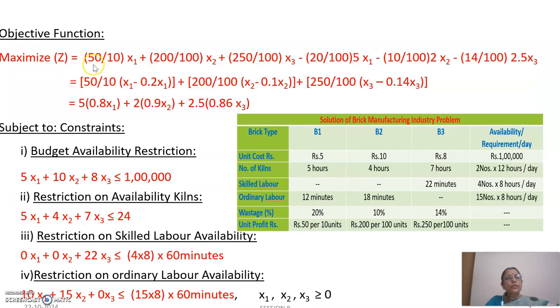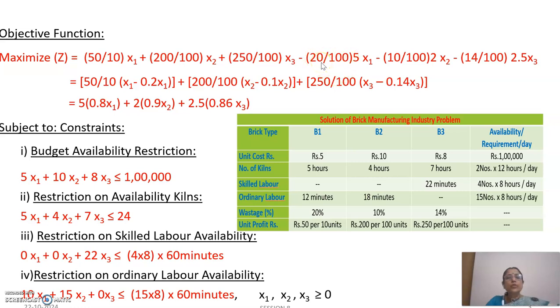So our objective function is going to be like this: 50 by 10 x1, because this is our C1 component, which is unit profit multiplied by the number of units produced. The unit profit is 50 rupees for 10 units, therefore for 1 unit it is going to be 50 by 10 into x1. Similarly with respect to B2, it is 200 rupees for 100 units, therefore for 1 unit it is 2 rupees into x2, and for 100 units of B3 it is 250 rupees, therefore for 1 unit it is 2.5 into x3. Minus the wastage component has to be taken.